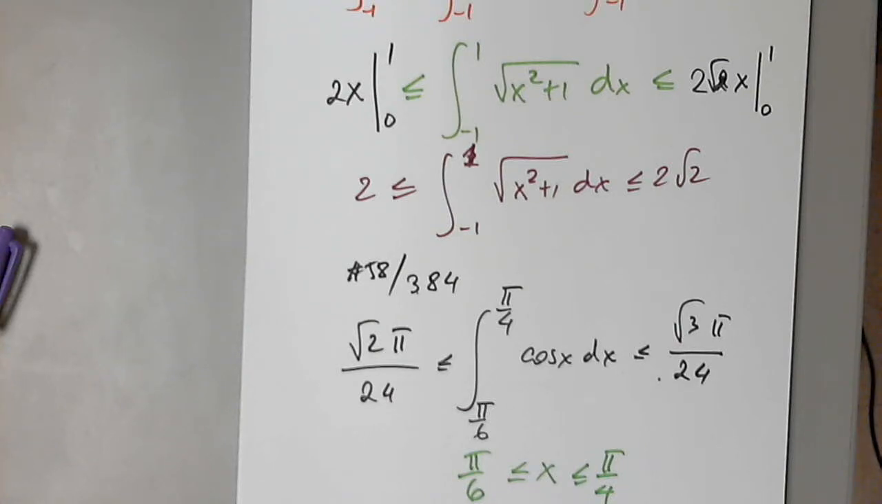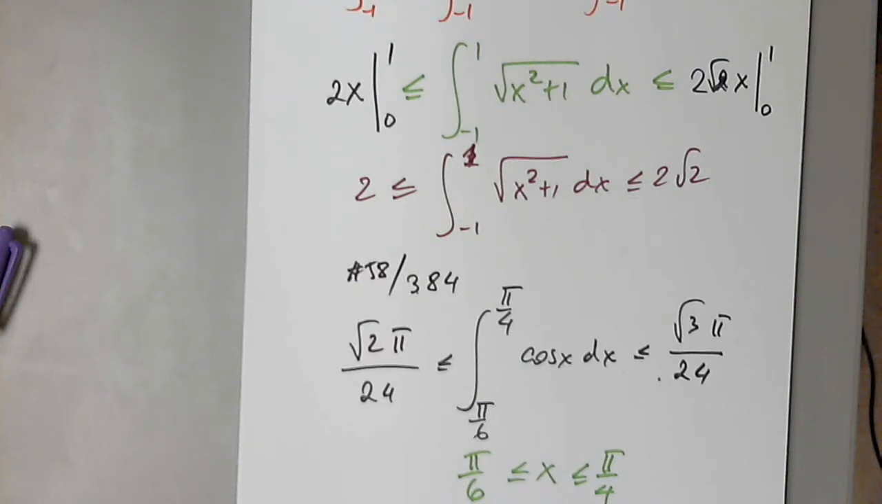Now I have to be very careful. If between pi over 6 and pi over 4 the function cosine is increasing, then I will apply cosine to all three sides, and the signs will not change. But if the function cosine is decreasing between pi over 6 and pi over 4, then I have to reverse the inequality symbol. Is that clear?